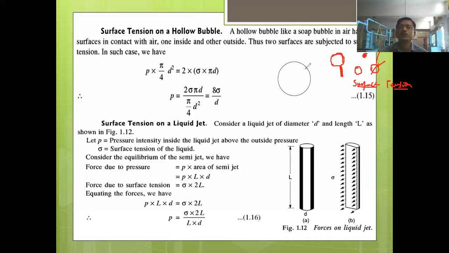Okay. If you see here, this is one example of a bubble, a hollow bubble. Hollow means there is no liquid inside this. Okay. There is only a thin layer of liquid, which is spherical in shape. This bubble is spherical in shape. There is air outside of this and there is air inside the bubble also. Now, if you look at it carefully, you will observe there are two surfaces for this particular bubble.